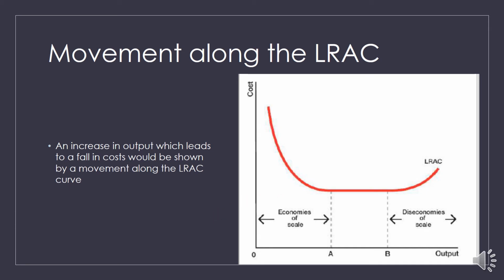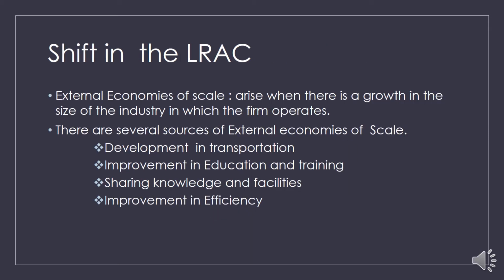Then, shift in the LRAC. The external economies of scale arise when there is a growth in the size of the industry within which the firm operates. There are several sources of external economies of scale: development in transportation, improvement in education and training, sharing knowledge and facilities, and improvement in efficiency. These are the reasons for external economies of scale.